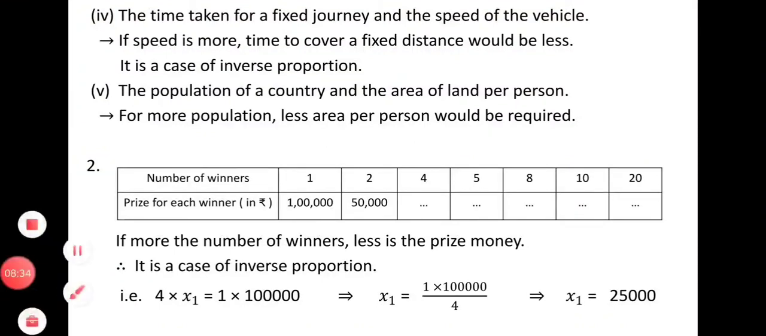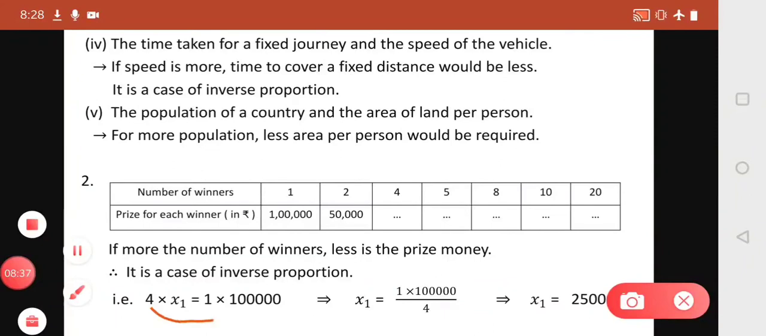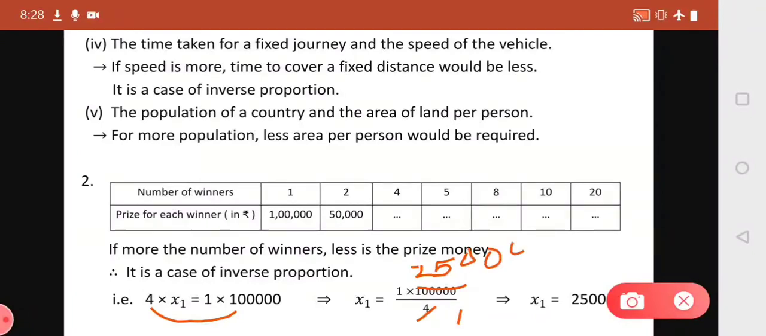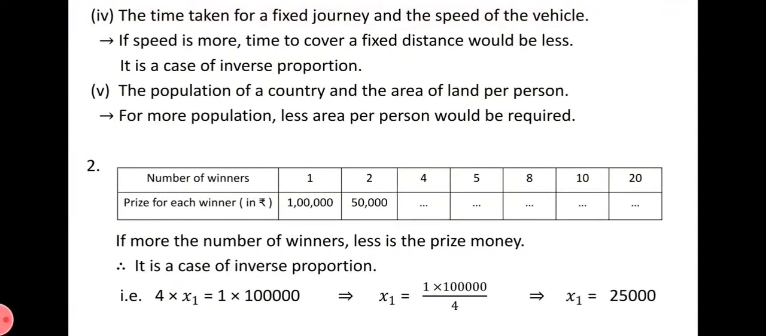Now we transpose 4 to the other side, so it will become division. Implies that x1 equal to 1 into 1 lakh upon 4. Here again you can cut: 4 1s are 4, 4 2s are 8, 4 5s are 20, and 3 zeros will be left, so we will get 25,000. Implies that x1 equal to 25,000. So if 4 winners are there, each winner will get rupees 25,000. Now let's find in a similar way the values of x2, x3, x4 and x5.